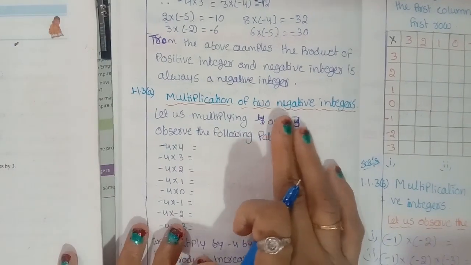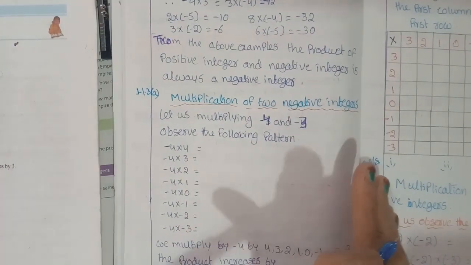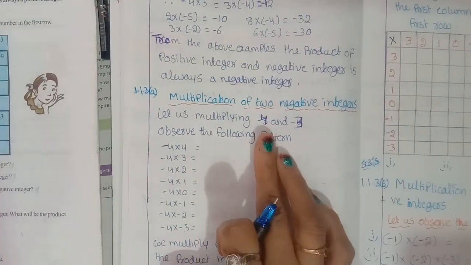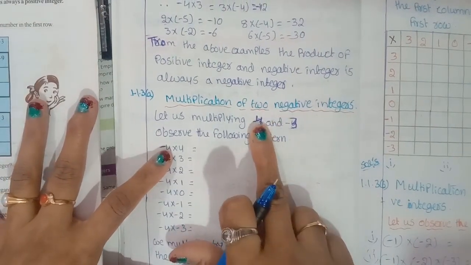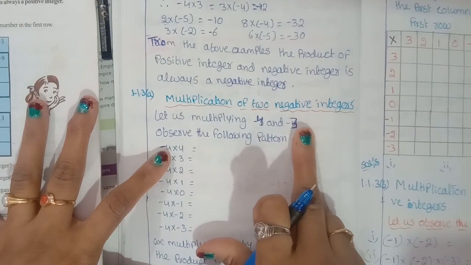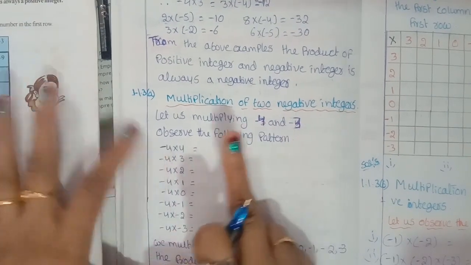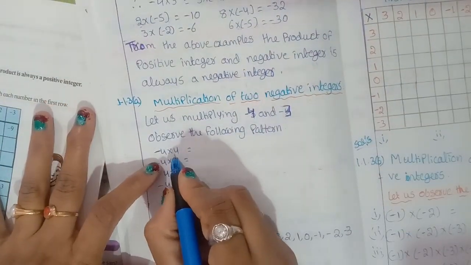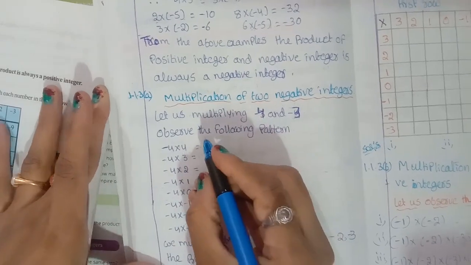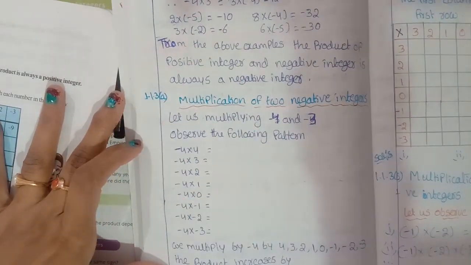Next we go to another topic, 1.1.3a, multiplication of two negative integers. Let us multiply -4 and -3 only. Both are negative integers: -4 is one negative and -3 is also negative, so both are negative integers only. Observe the following pattern only. So that's why it's -4 into -3. Okay?